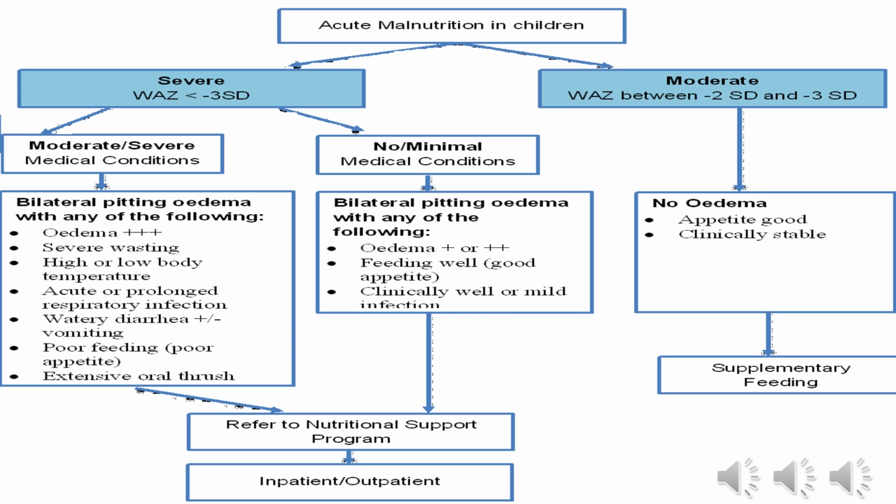Once the score is below -3 standard deviation, look for associated medical conditions. If the associated medical conditions are mild or minimal, for example, there is pitting edema but it is mild, the child is feeding well and having a good appetite and is clinically well or having a mild infection, the child can be referred to the nutrition support program to be managed as an outpatient.